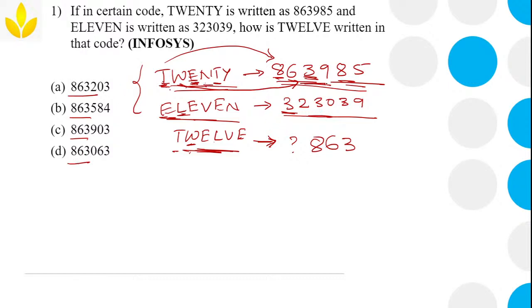Now, check for the next letters. L we need, right? So L, what is it coded as? L is coded as 2, so write 2. V is coded as 0, so write 0. And then E is again coded as 0. So what's your answer? The answer is option A. This is how you have to find an approach for all the questions.